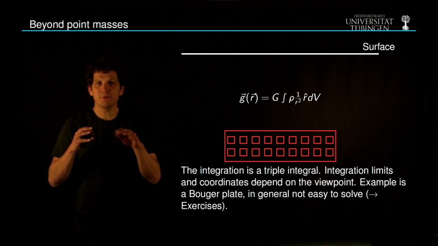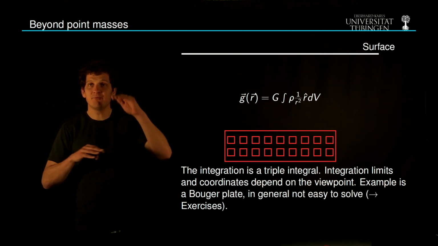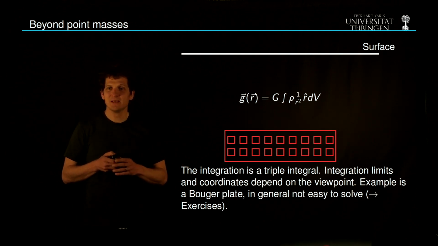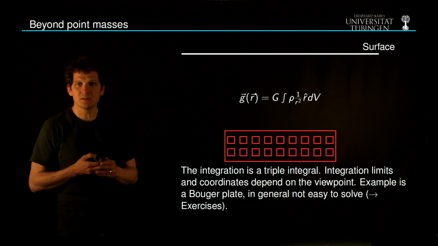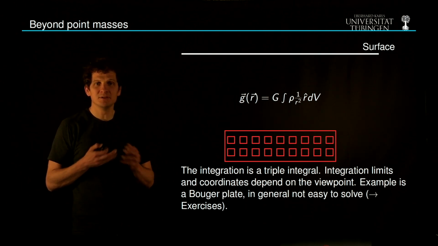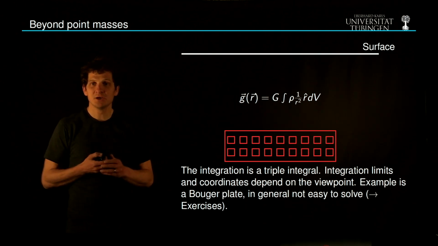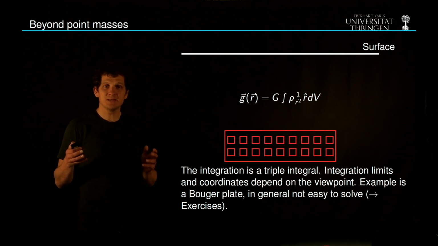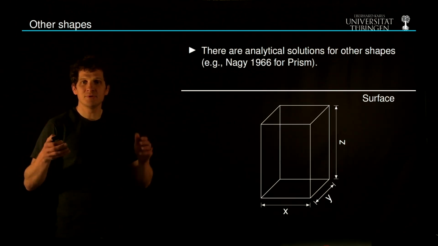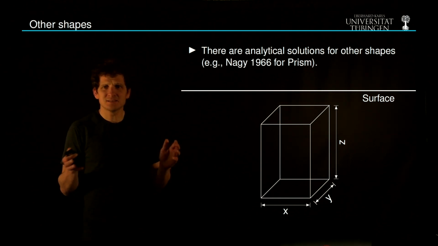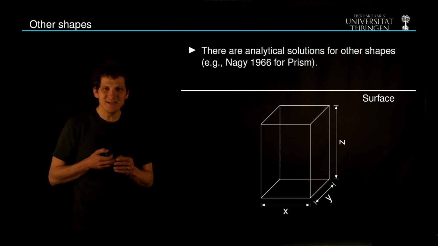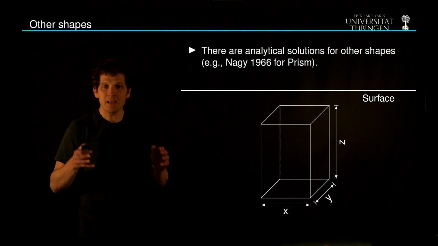One example would be a horizontal plane with a finite thickness extending laterally to infinity. And we will call this solution the Bouguer plate solution, and we will need this later on for interpreting gravity anomalies across the globe. Another solution that exists is that for a prism. The formulas describing the gravitational effect of such a shape are not particularly appealing, but they certainly can be handled.